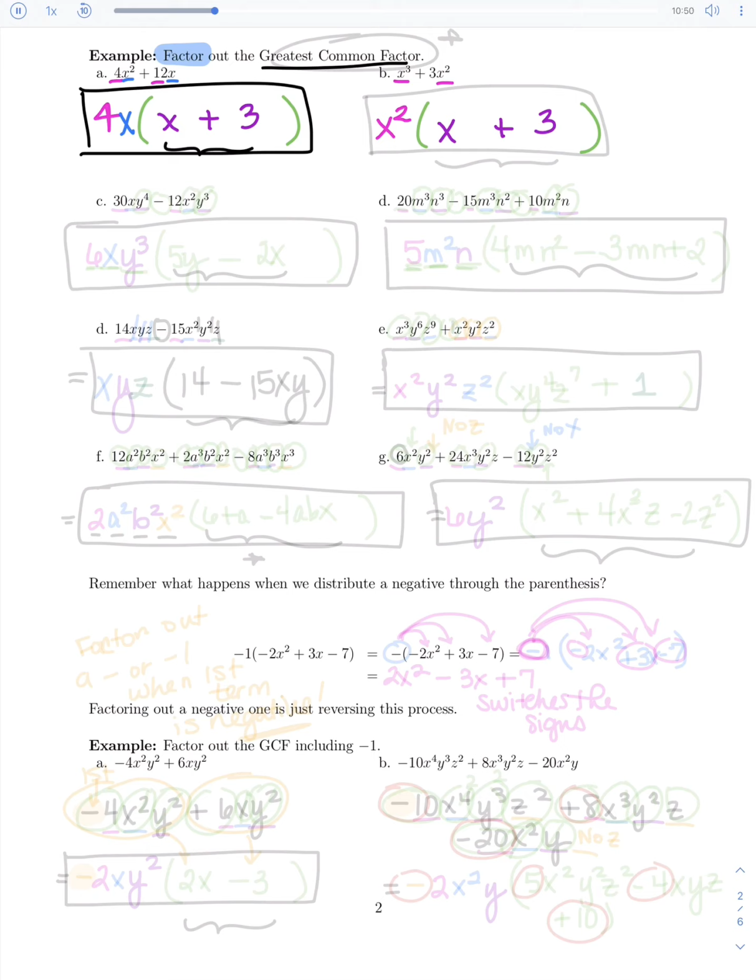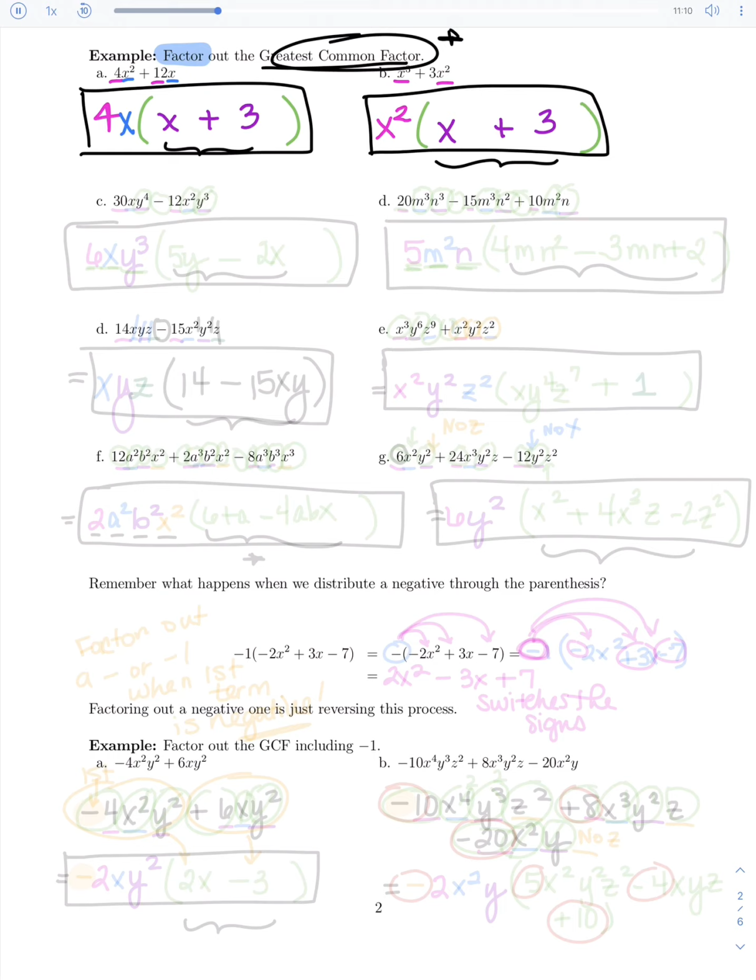Again, I always do a quick double check that the terms inside have nothing in common to make sure I've gotten the greatest common factor. You can also distribute the x squared just to make sure it matches up with what you had originally, but we are all done. That is considered completely factored and done.